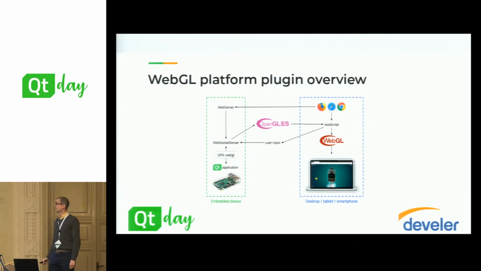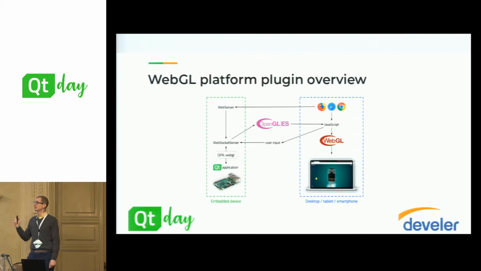OK, this is a very complex diagram of what's happening in the background. When you launch your application, so your application is here, for example, an embedded device. And here, there's the client. What happens when you launch your application with the platform WebGL is that your application is not started right away. Instead, a web server is launched.